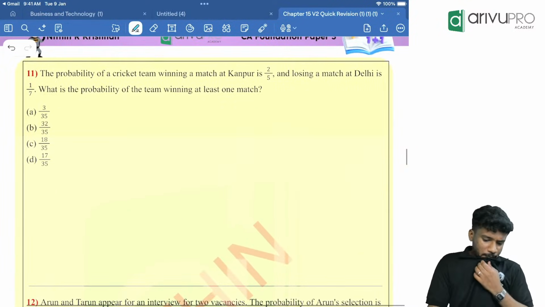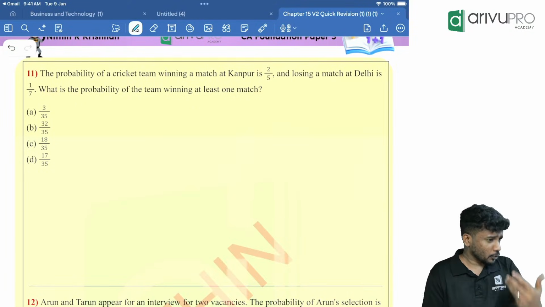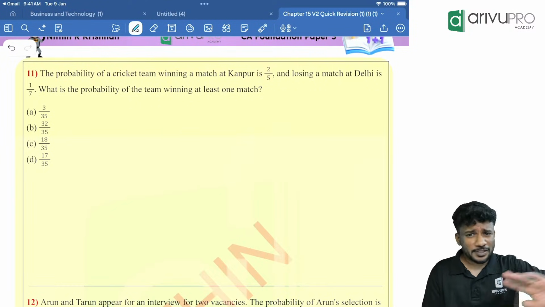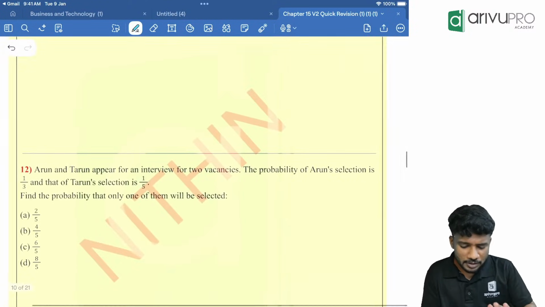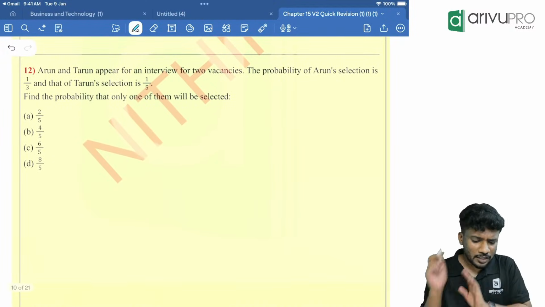Have a look at it, people. Probability. We are going to do the question in a completely logical way. We will not use the formula. Whenever a word problem comes into the picture, we will use logic. Okay, first one. Let's see.